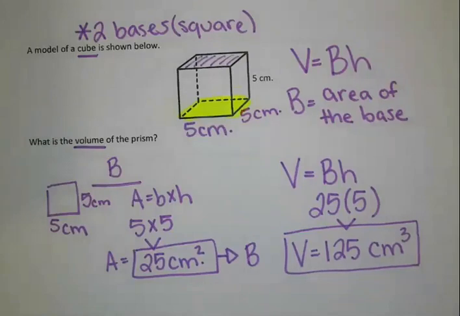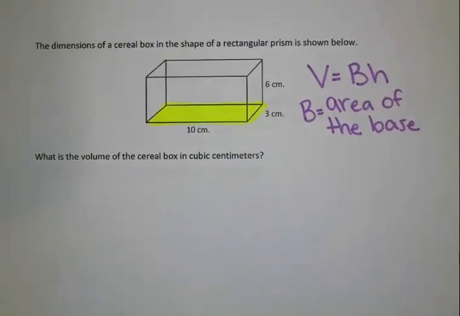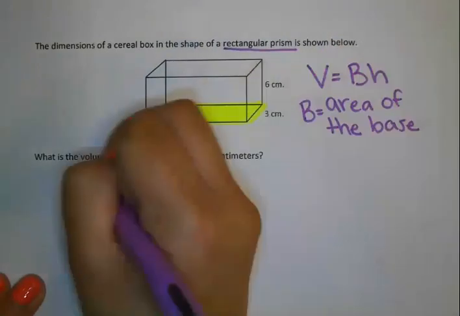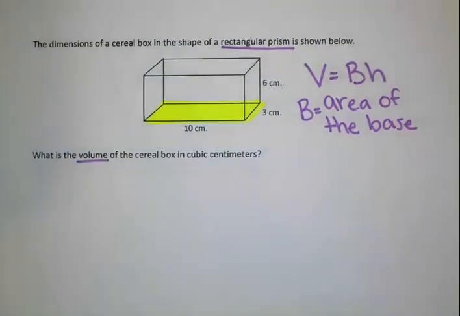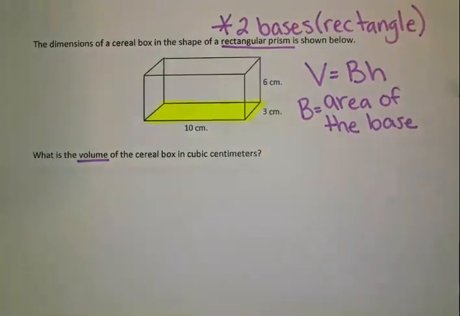Let's go ahead and go to our next example. The next example says, the dimensions of a cereal box in the shape of a rectangular prism are shown below. What is the volume of the cereal box in cubic centimeters? The important terms here are going to be rectangular prism and volume. We know that a rectangular prism has two bases and the base shape is a rectangle, so we're going to write that down. The formula for this prism is going to be V equals area of the base times the height. So let's solve for the area of the base.